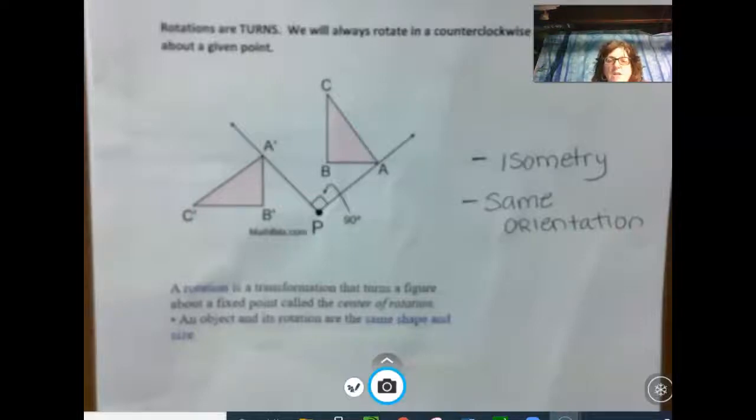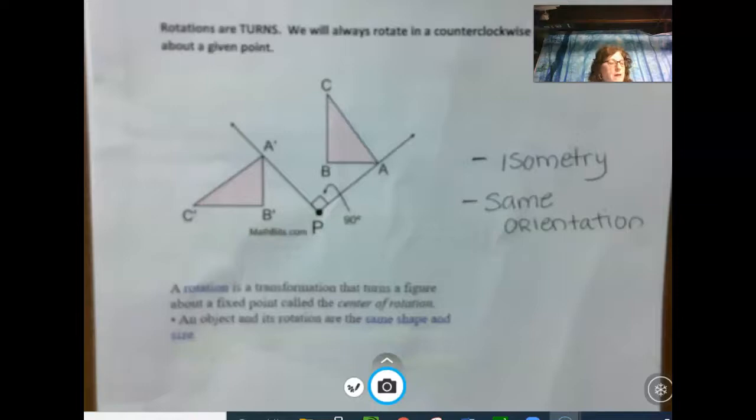Hi, we're going to continue now with section 12.3, which is on rotations. Rotations are a type of transformation. In layman's terms, we turn the pre-image onto the image. A rotation is considered to be an isometry. The shape the pre-image maps to the image. It's the same shape and size, so that's what makes it an isometry. It has the same orientation.